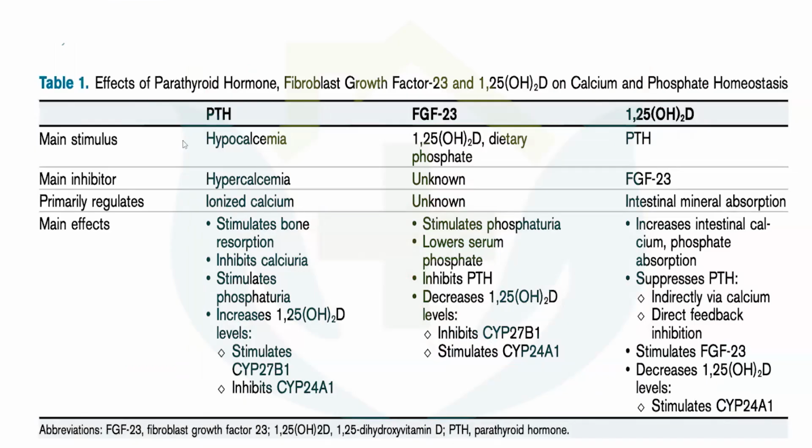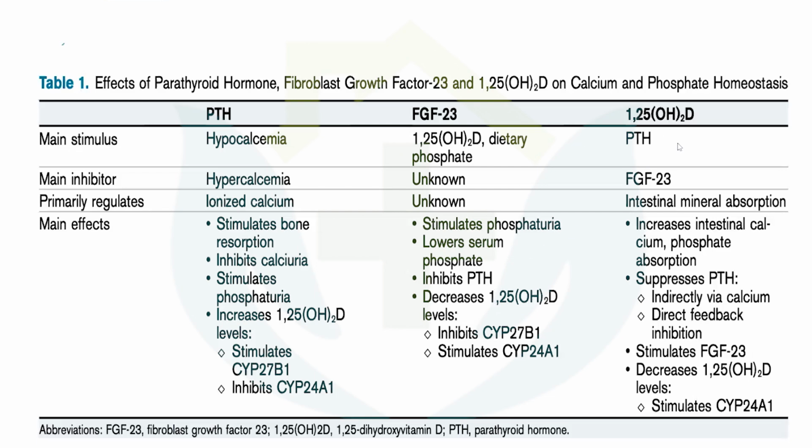For PTH, the main stimulating factor is hypocalcemia, the main inhibitor is hypercalcemia, and it primarily regulates ionized calcium levels. Main effects are stimulation of bone resorption, inhibition of calciuria, stimulation of phosphaturia, and increased active vitamin D levels. For FGF23, the main stimulus is active vitamin D and dietary phosphate. It acts by stimulating phosphaturia, lowers serum phosphate, inhibits PTH, and decreases 1,25 dihydroxy D.